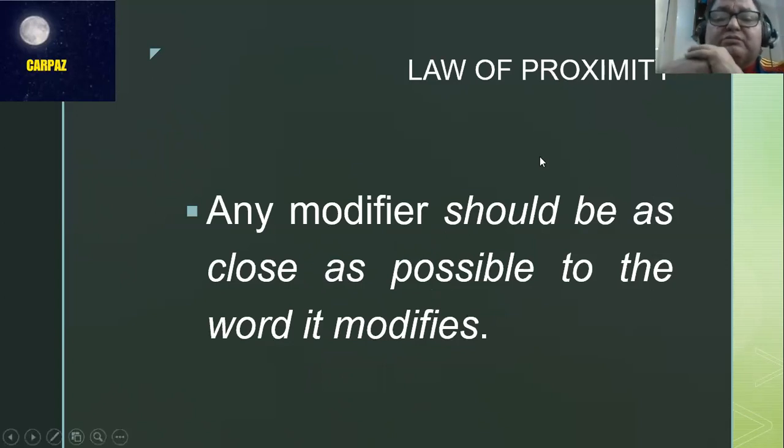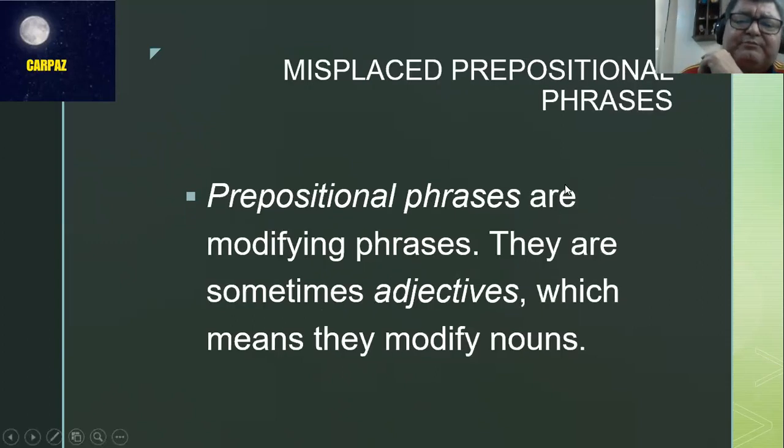Let's begin by stating the law of proximity. What is the law of proximity? Well, it's a very simple law. It says that any modifier should be as close as possible to the word it modifies. Said in plain English, it has to be very close. It has to be adjacent. It has to be next to the word it modifies.